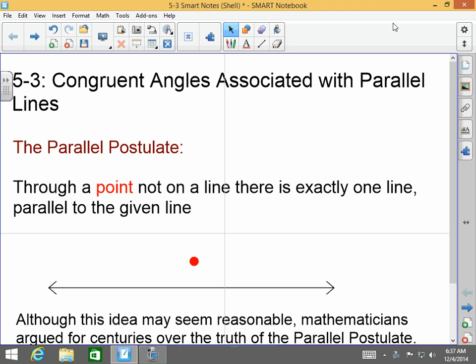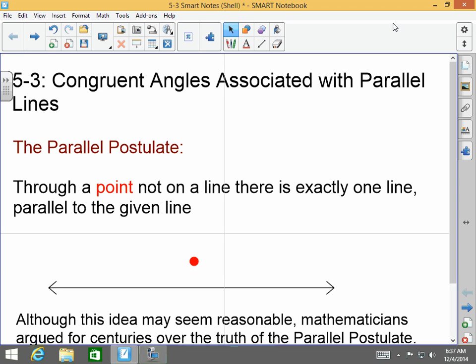Welcome back to Mr. Morrow's Honors Geometry class. Today we're going to be talking about congruent angles associated with parallel lines. We've seen quite a bit of this already, and today we're going to hopefully solidify the knowledge. We're going to first start with the parallel postulate.